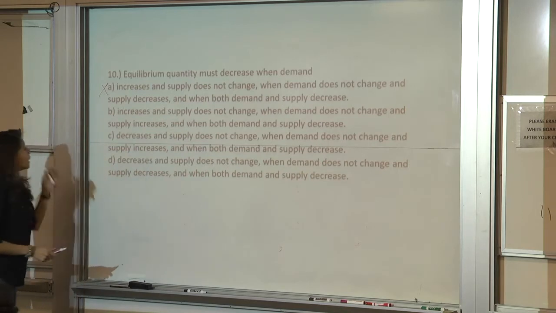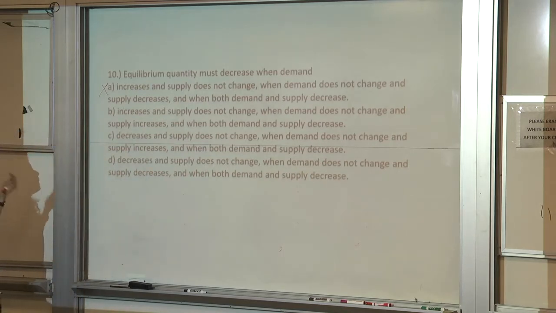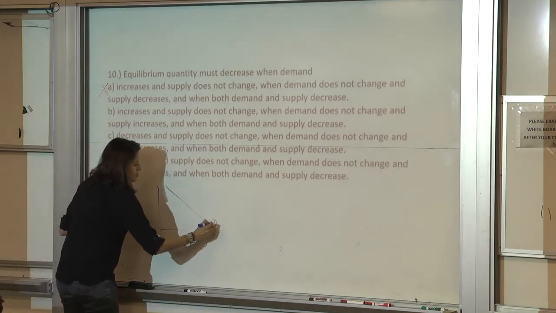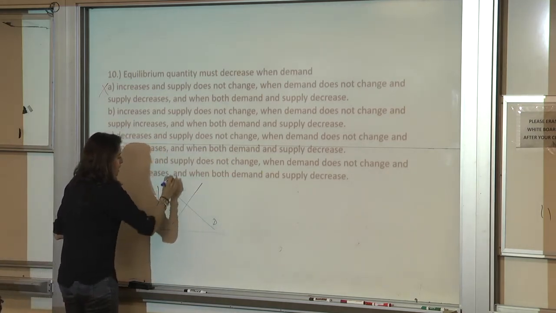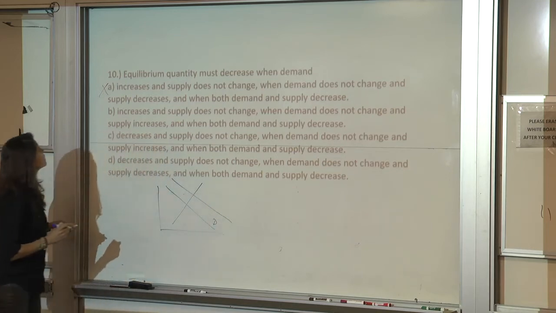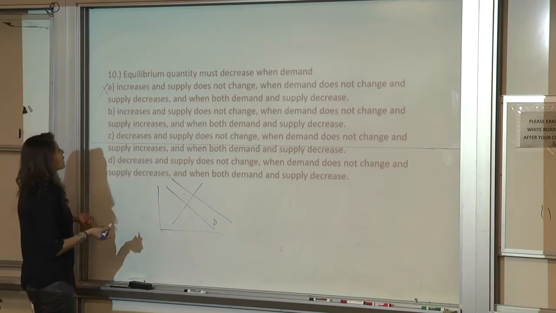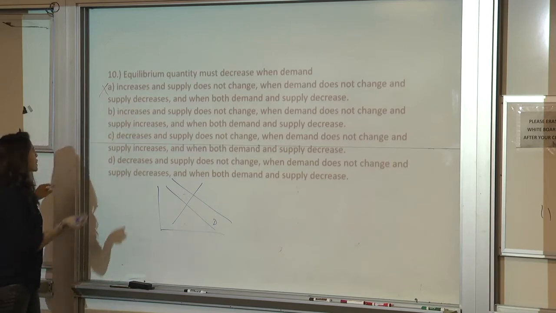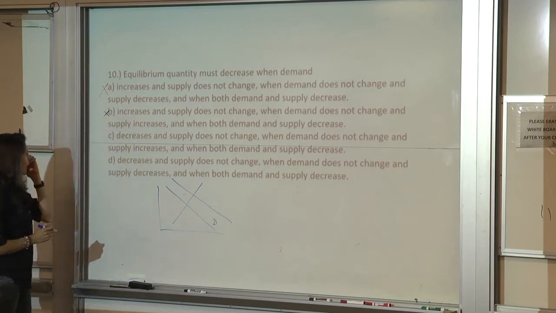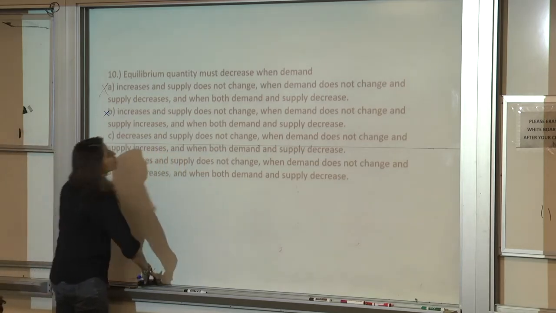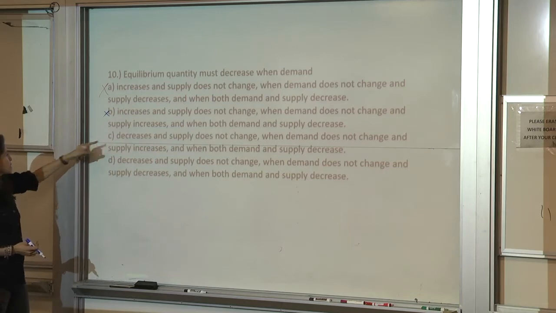Okay. Equilibrium quantity must decrease when demand increases. So demand increases, supply does not change. Okay, so this is not the case either, right? So we can also cross this one out. Now, I'm not going over the other ones because they are very similar, but let's go over C.